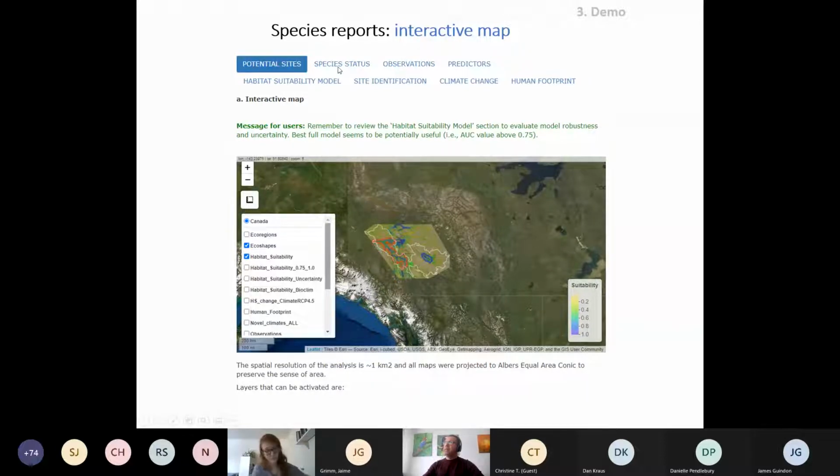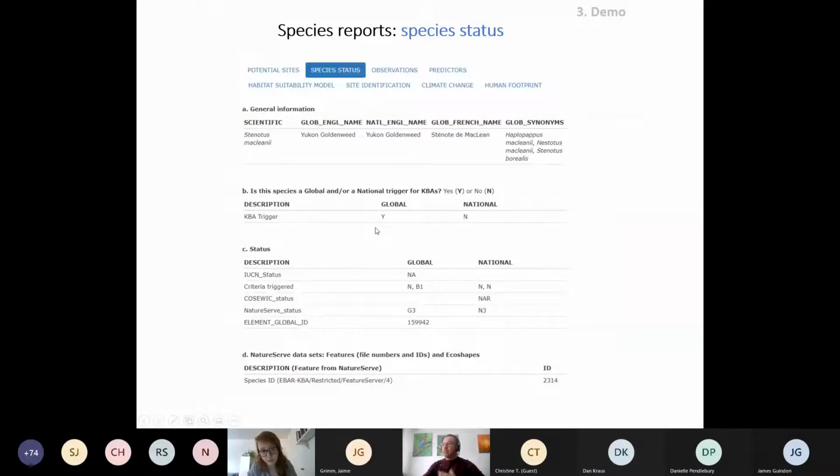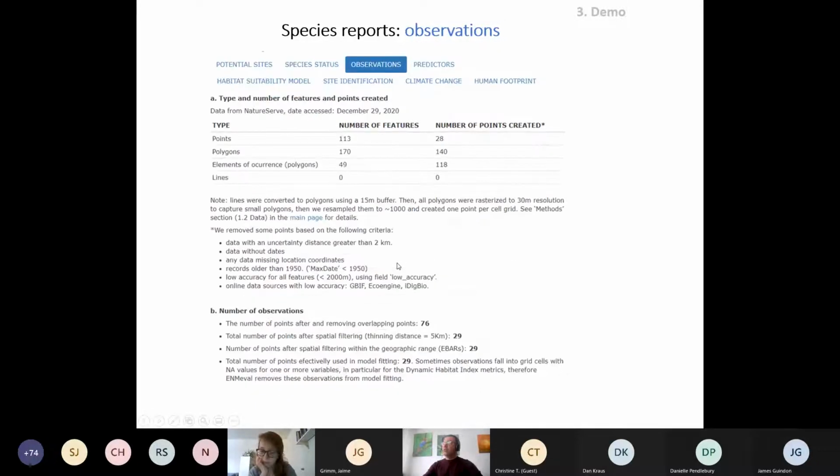Then we have this tab here, species status, where you can see that this one is a global trigger, and this one is triggering B1, which is a species with small geographic ranges, and a lot of information that I think is useful for the user. Then we have the observations. We want to track the number of points, polygons, and different features that are part of the observations, and here the process of cleaning the data and using finally, in this case, for instance, 29 points effectively used within the models.